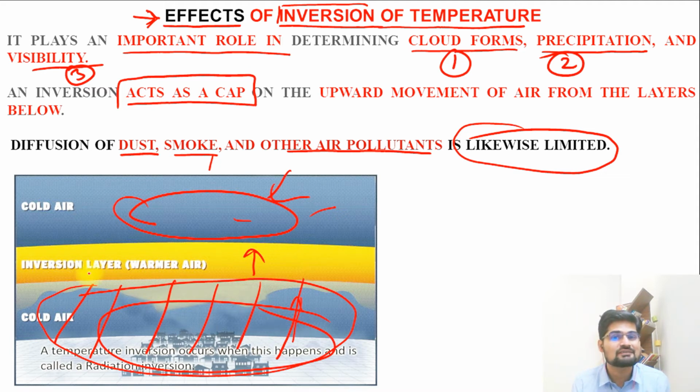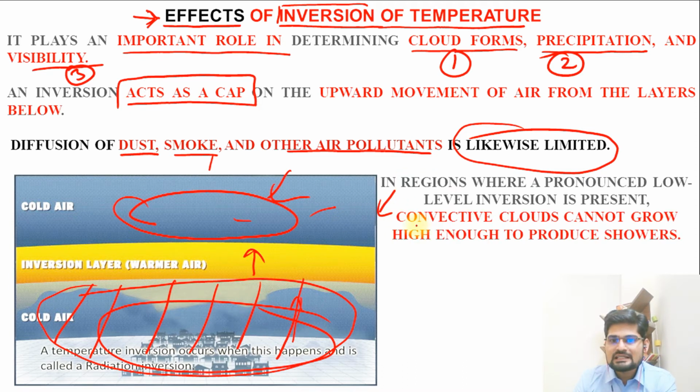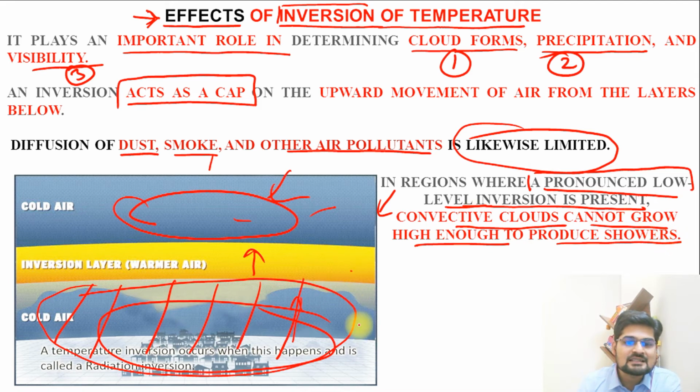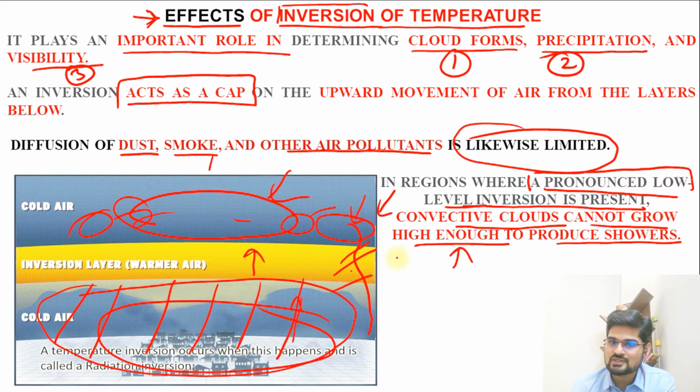So this is the situation that inversion of temperature creates, and this is one of the impacts or effects that we are learning here. So in regions where pronounced low level inversion is present, now remember this statement that if there is a pronounced low level inversion, convective clouds cannot grow high enough to produce showers. So what happens? If there is not that elevation where this entire cloud formation can happen, what will happen? There is not enough of showers. It means rainfall will not happen in this particular situation, which normally it would have happened if this inversion layer would not have been there. So that is where it is important for this rainfall or precipitation as well.